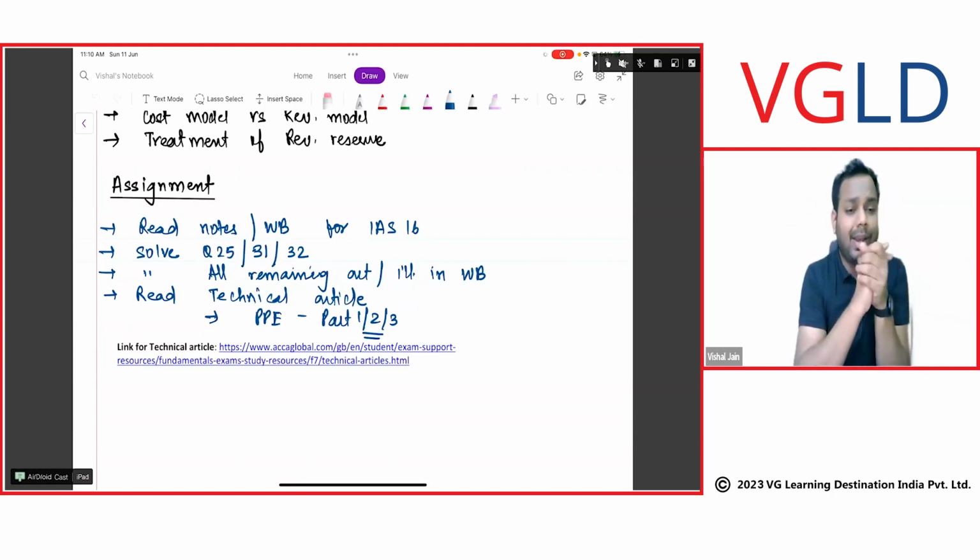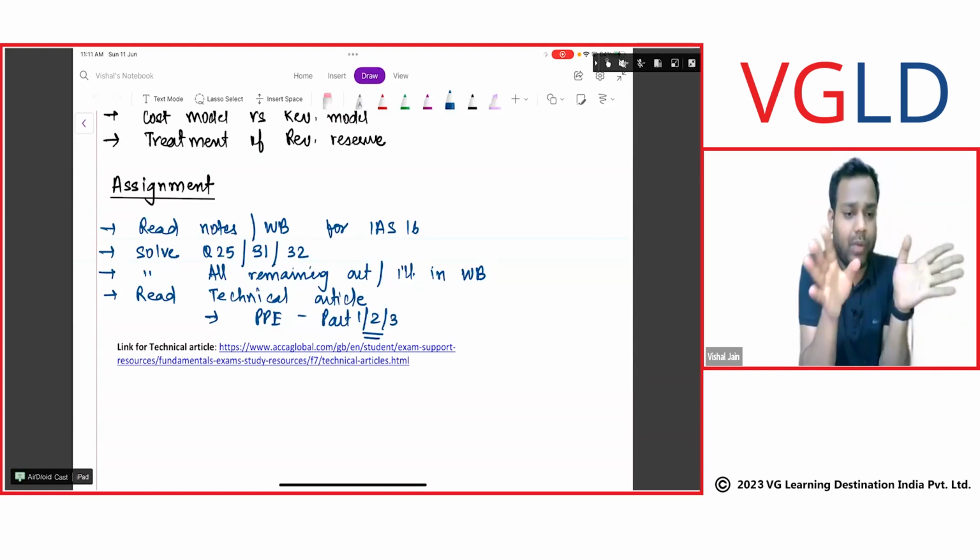Is there any change from June 23 to September 23? Ideally, no. You can use the June 23 book, but the sequence of the questions would have changed, so you have to find them accordingly. Otherwise, no challenges. Will you take classes on weekdays? As of now, no, but towards the end, I will. For the cost model, only depreciation is to be charged over the years and no revaluation is done. Yes, we just charge depreciation simply.